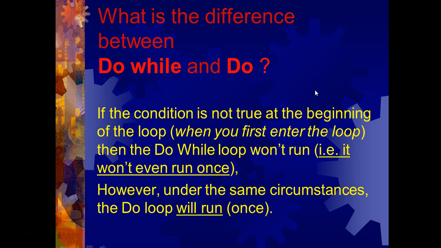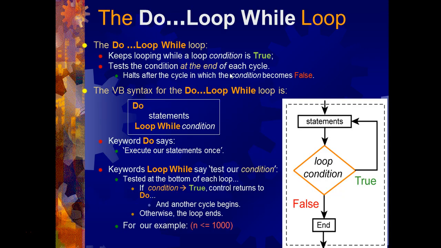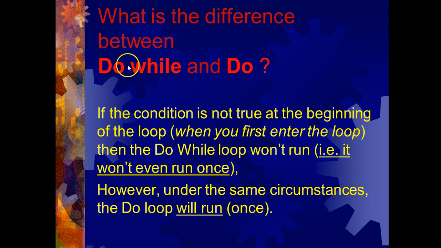So what's the difference between putting the while at the beginning and putting it at the end? That's what I mean by this here. So I mean this: what's the difference between putting the while up here and putting the while down here? So what is the difference between the do while and the do statement?